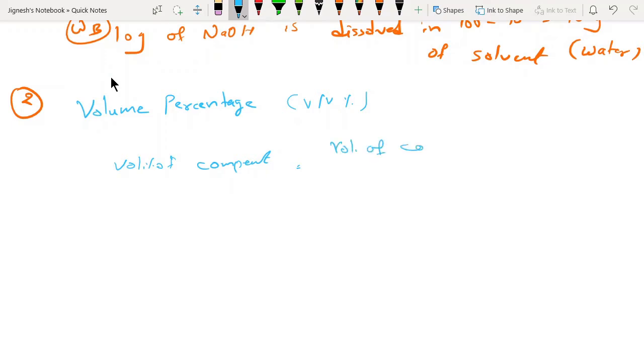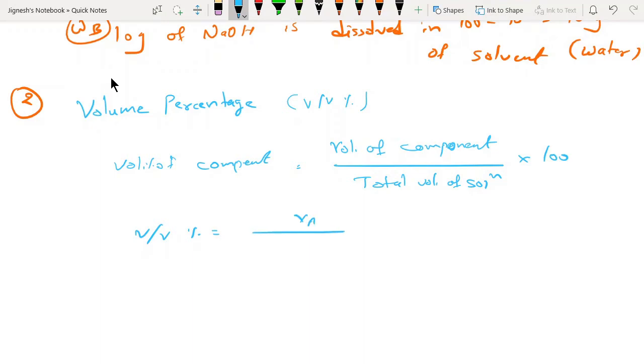Volume of component A divided by total volume of solution, into 100. It means V by V percentage is equal to volume of component A divided by total volume of component A plus component B, into 100. Let's see an example.